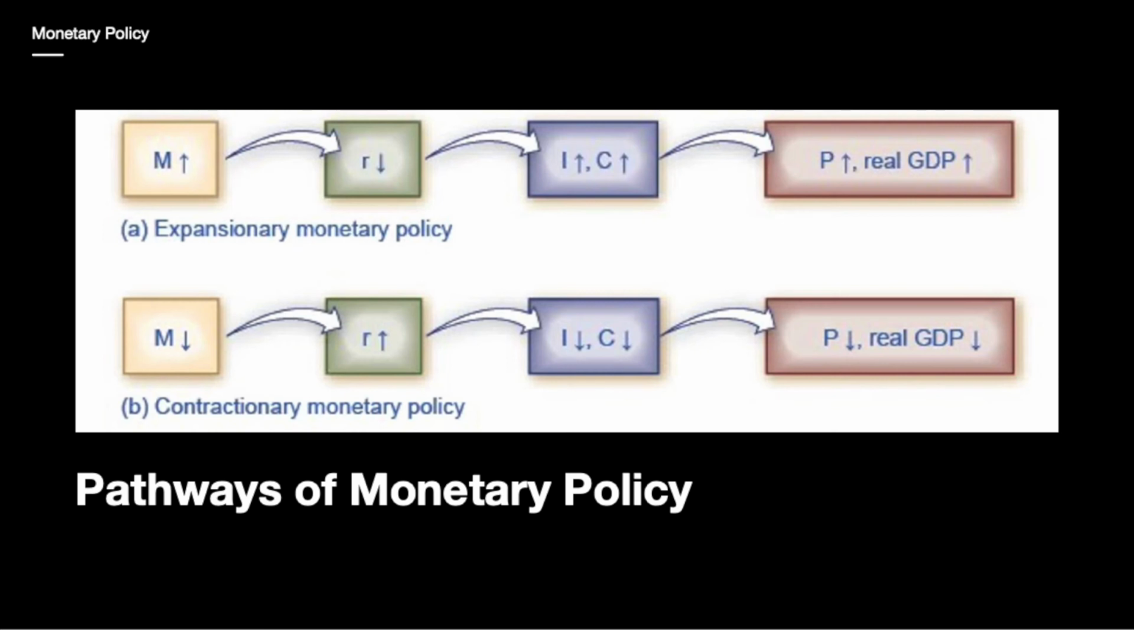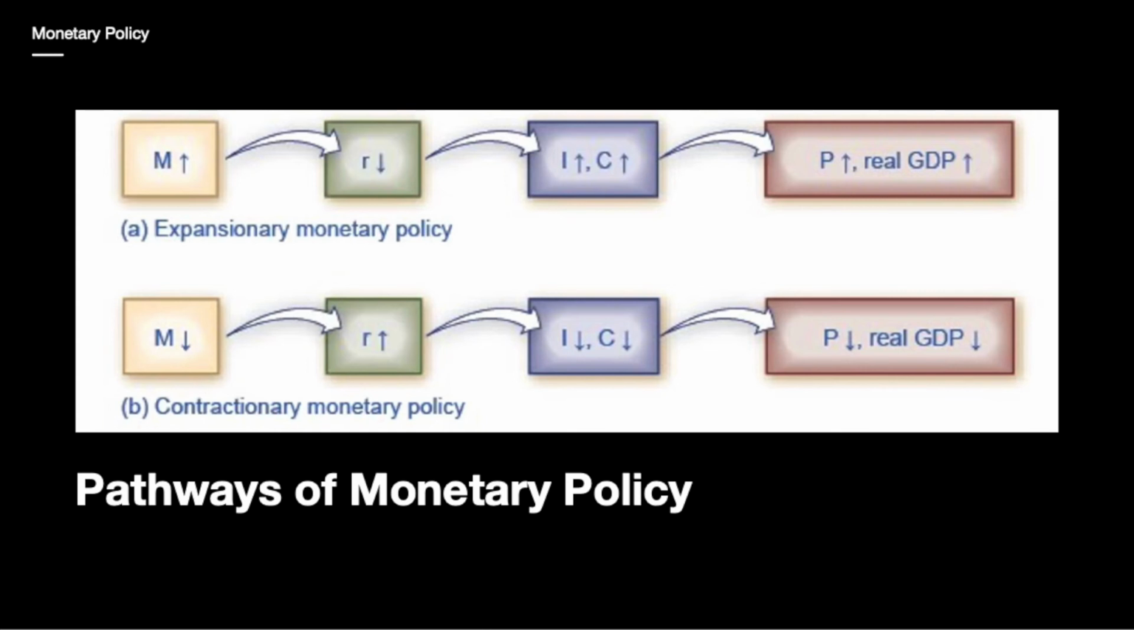The pathways of monetary policy. For figure A, in expansionary monetary policy, the central bank causes the supply of money and loanable funds, M, to increase, which lowers the interest rate, R, stimulating additional borrowing for investment, I, and consumption, C, and shifting aggregate demand right. The result is a higher price level and, at least in the short run, higher real GDP.